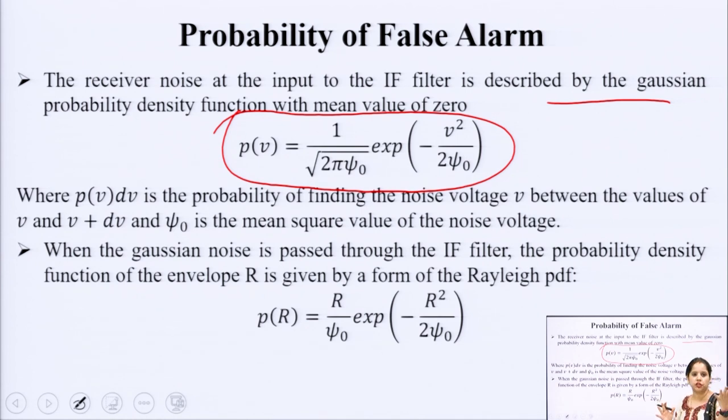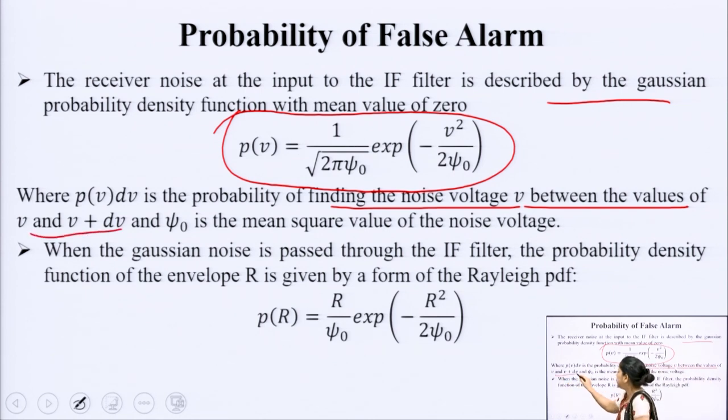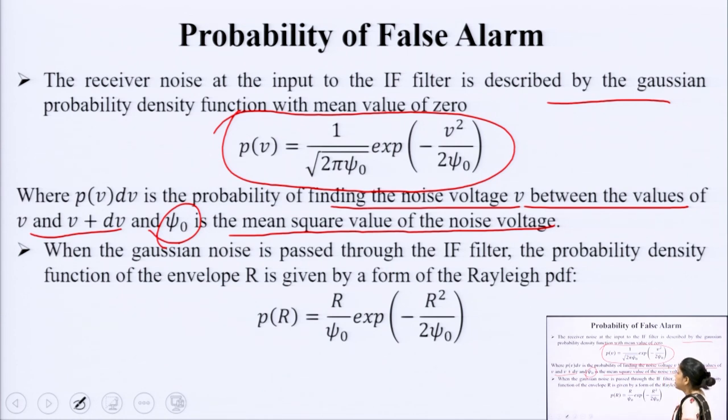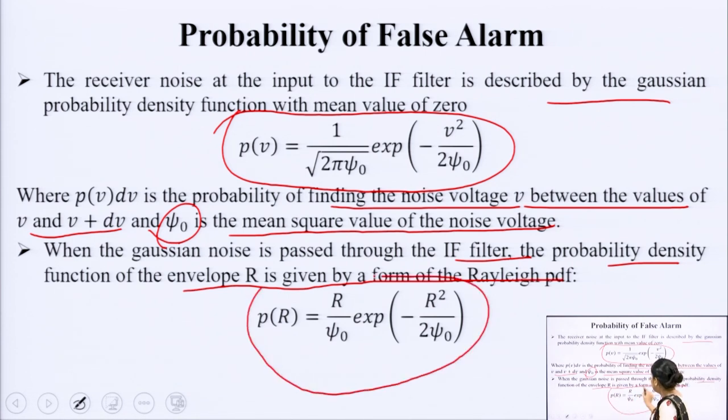The basic definition of what is meant by the detection of a target and what is meant by the probability, and you have to go through the final expression. Where p(v)dv is the probability of finding the noise voltage v between the values of v and v+dv, and psi naught is the mean square value of the noise voltage. And when the Gaussian noise is passed through the IF filter, the probability density as a function of the envelope R is given by the Rayleigh PDF, and it is represented by this expression.